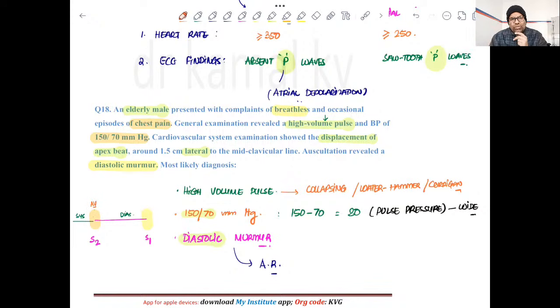Now we are talking in terms of the left side because we have to discuss AR, right? The second heart sound, which is because of the closure of the aortic component, will produce S2. But soon after that, since the aortic valve is incompetent, the blood will flow back into the left ventricle, and that will produce a murmur. So this is in fact an early diastolic murmur. So the moment you have a diastolic murmur, think of AR, right?